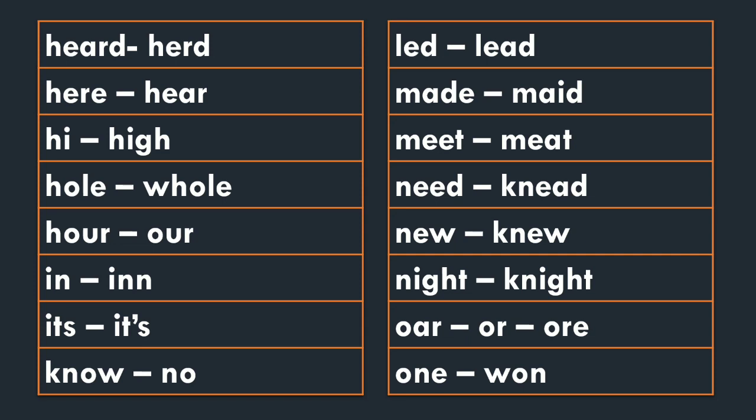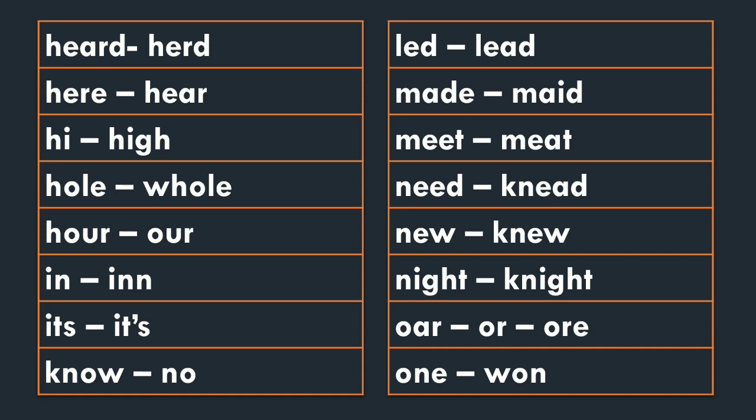Next is M-A-D-E and M-A-I-D. Its pronunciation is made. So M-A-D-E, made, is the past form of make, its verb. And M-A-I-D, maid, is a noun. It means a woman servant or female servant in a house, that is maid.